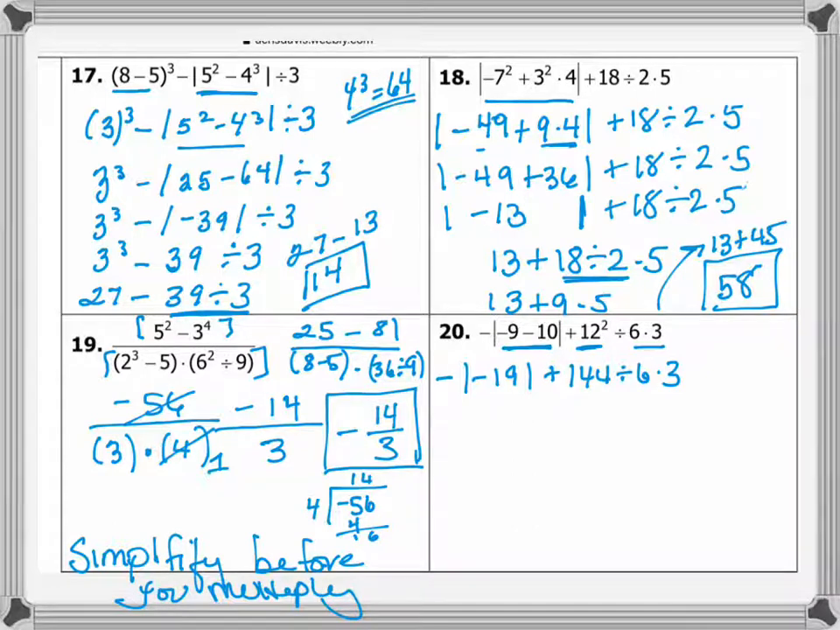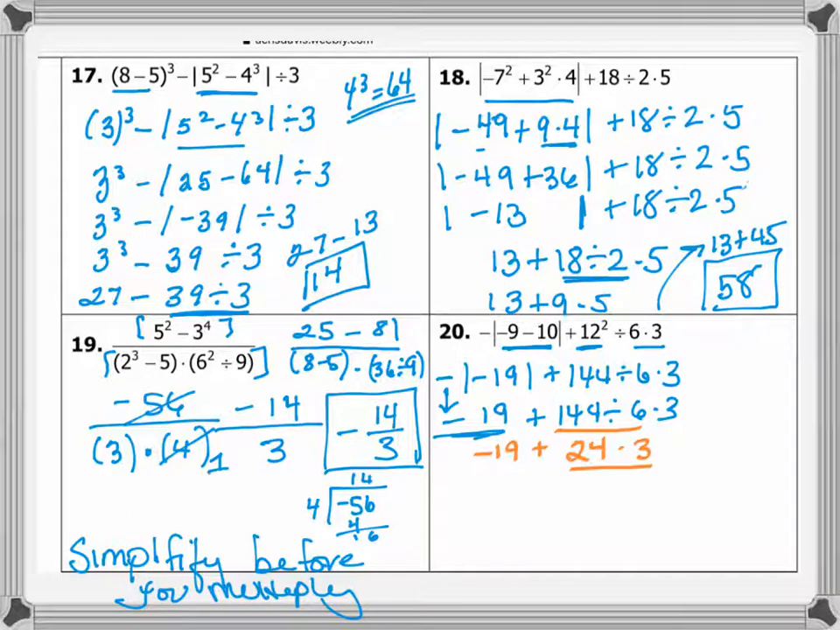Now, absolute value of negative 19 is 19. So when I take away the absolute value, I get a positive 19. And then that's actually a negative because of this negative. Plus 144 divided by 6 times 3. So now I would do the 144 divided by 6. 6 goes into 14 two times, with 2 left over, so it would be 6 into 24, and that would be 4. So that's 24. So we have negative 19 plus 24 times 3.